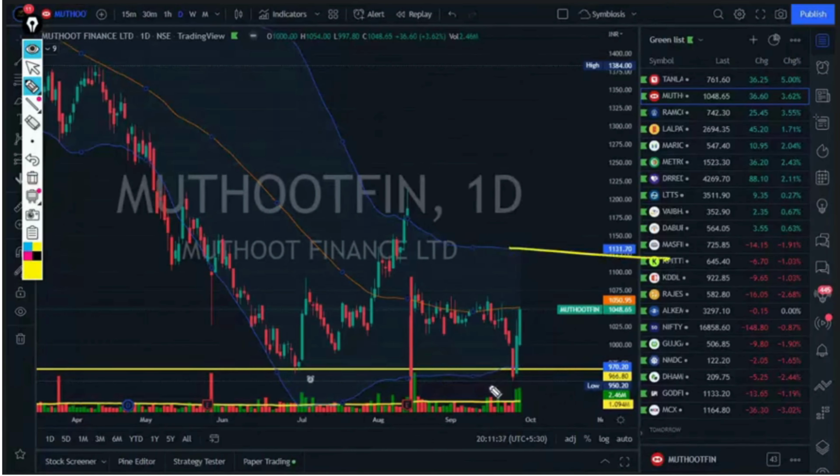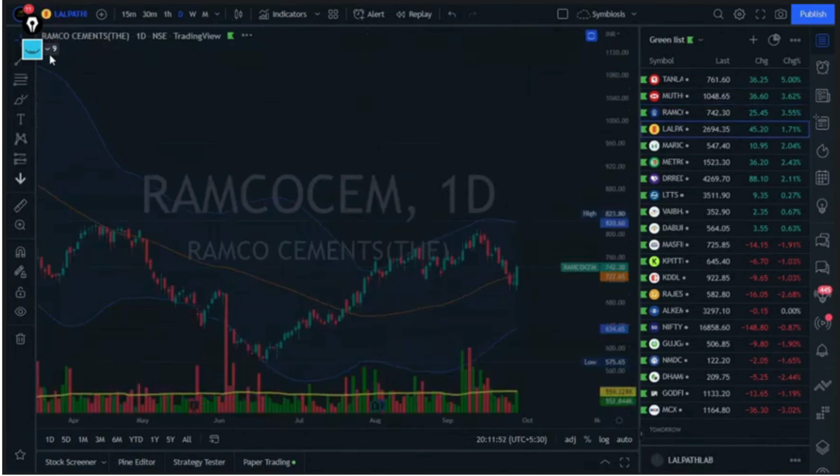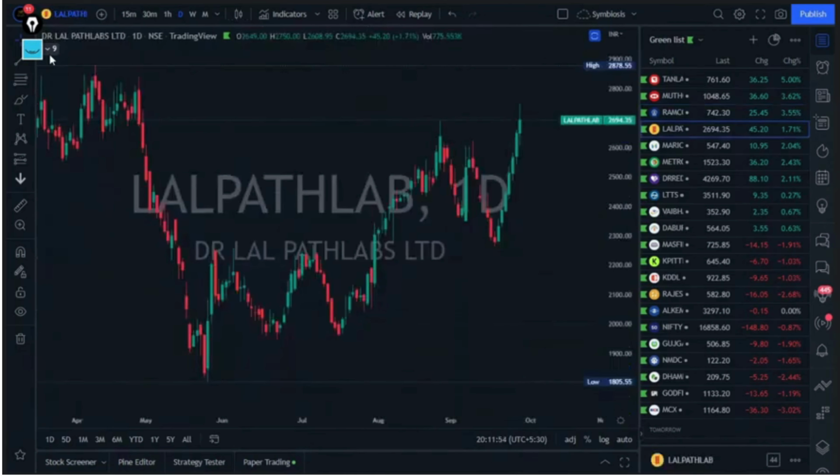So it is possible that it turns upward and expands. That is one. The second possibility is that this remains at this level and the stock moves from here to here. Even in this case, given the volume, I think the setup looks okay to me. I would want to use this one. Ramco Cements, I may not be very comfortable with Ramco Cements here. If I'm looking at, say, Lal Path Lab, let's look at this one.